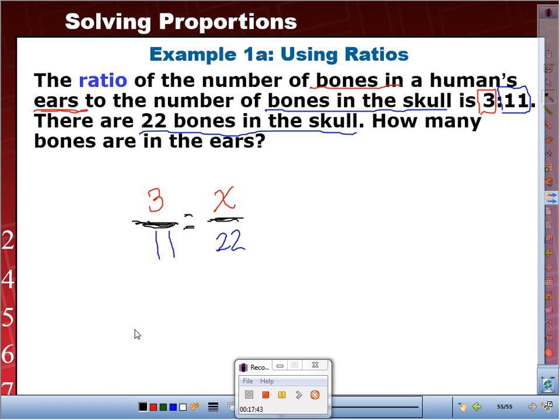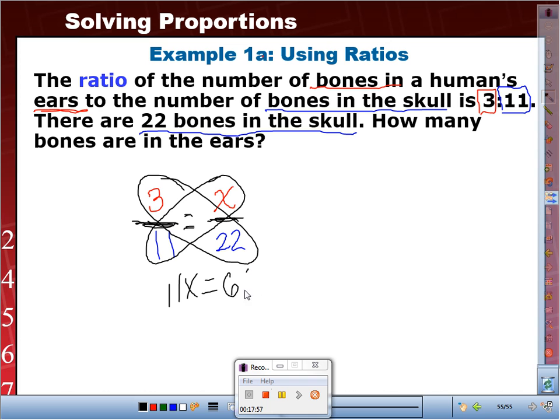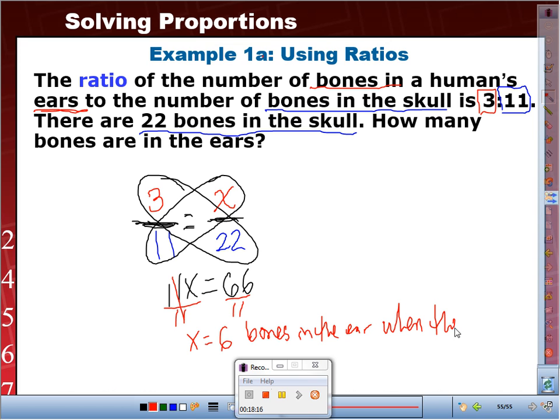And last year, I'm pretty sure they showed you cross multiplication, right? Actually, in 5th or 6th grade. So I start with the variable. What is 11 times x? 11x equals 3 times 22. That's 66. And do we know what to do from there? Divide by 11, divide by 11. X equals 6. But let's answer the question. How many bones in the ear? 6 bones in the ear when there are 22 bones in the skull. Thank you.